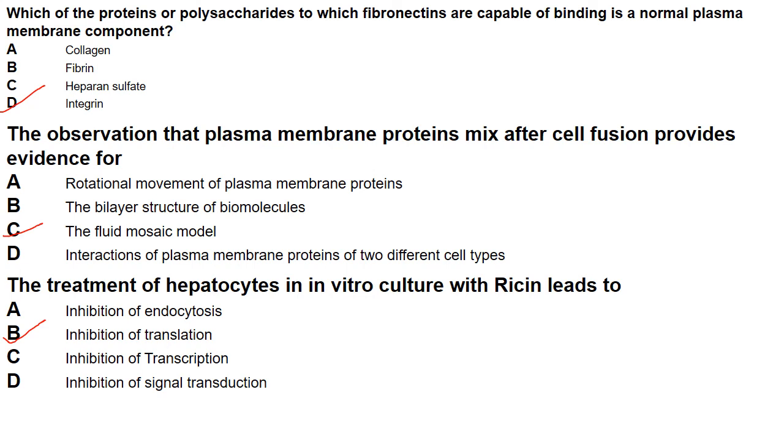Answer is option C. Then treatment of hepatocytes in vitro culture with ricin leads to. Ricin is highly toxic type 2 ribosome inactivating protein. So it will naturally result in inhibition of translation. Answer is option B.